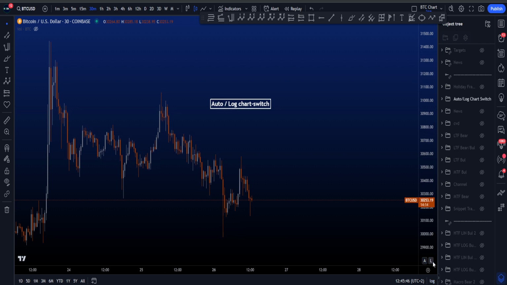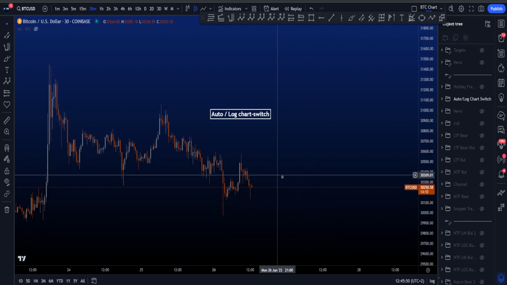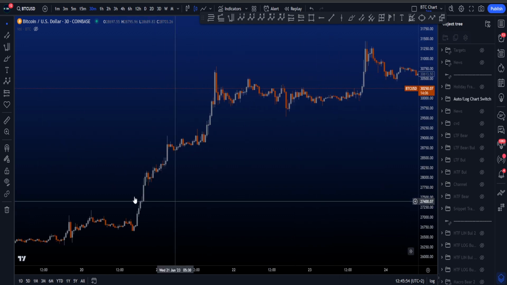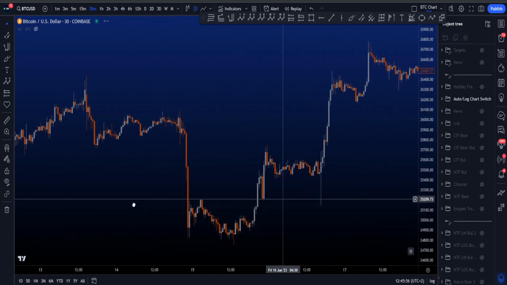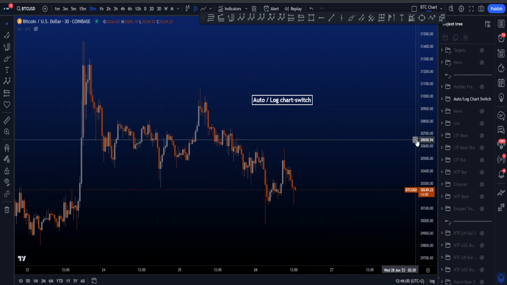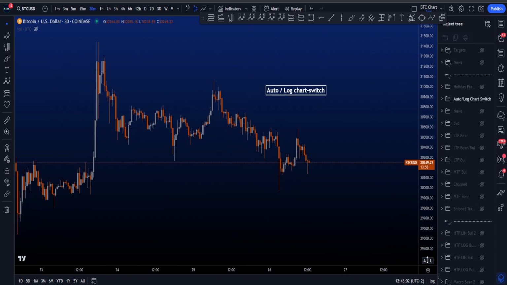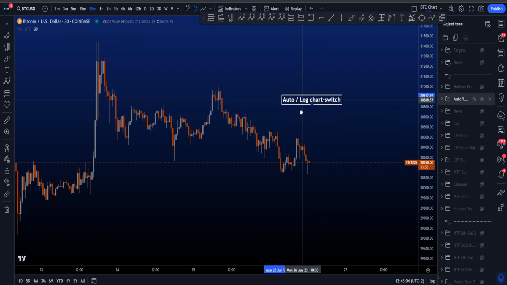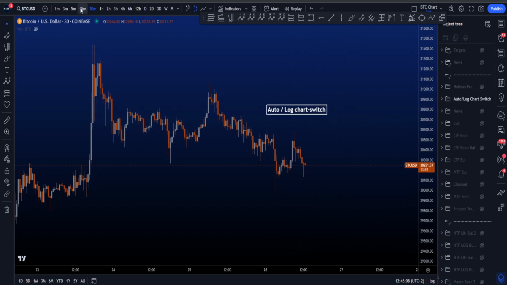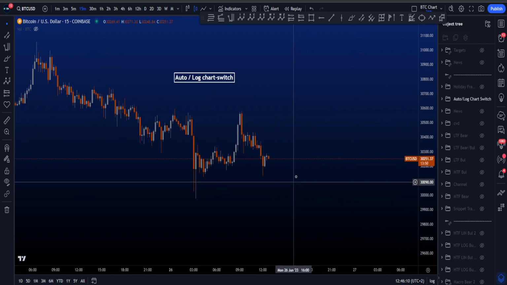Now, if you do not have the A and the L over here for whatever reason, then what you can also do is right click on the chart, click on reset chart view. And this basically gives you auto as well, right? So you can always just right click, reset chart view. This is of course interesting for people that lost out on their automatic or log scale. And I'll just quickly look on the lower time frames.